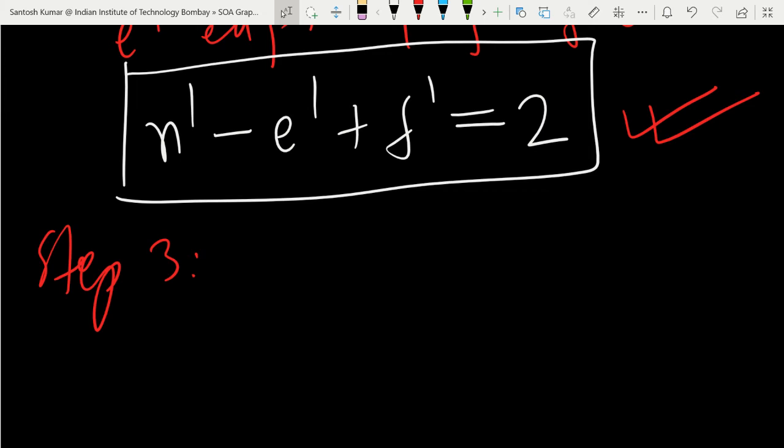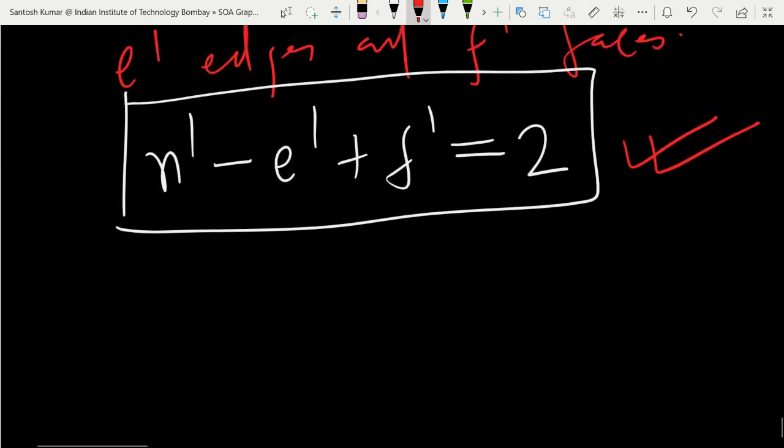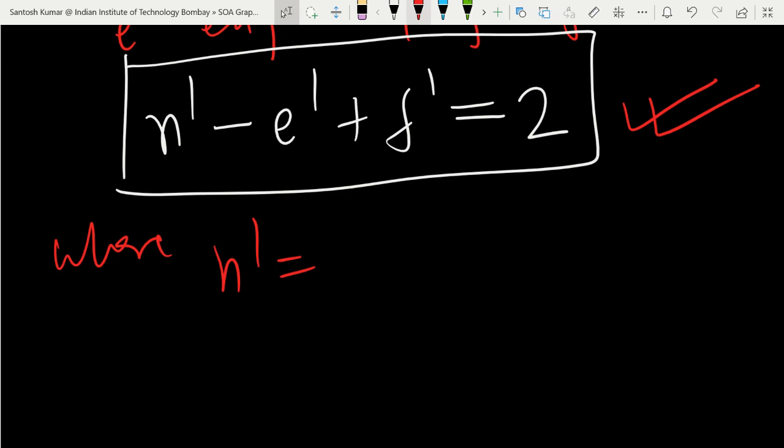So first find the relation between n dash, e dash, and f dash. After doing contraction, what happens to the vertices? n was the number of vertices. So n dash will be equal to what? After doing contraction in G dot e, how many vertices will you have left? It will be n minus 1, one reduced.